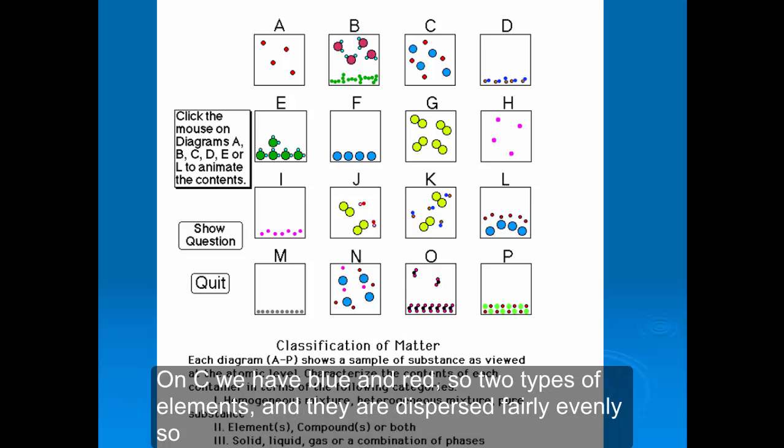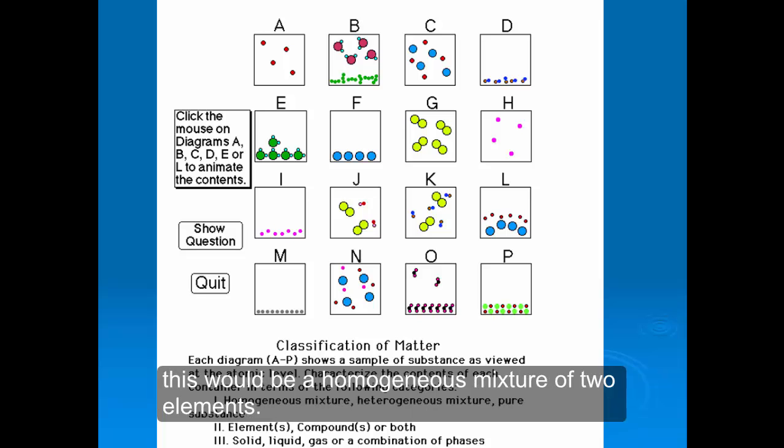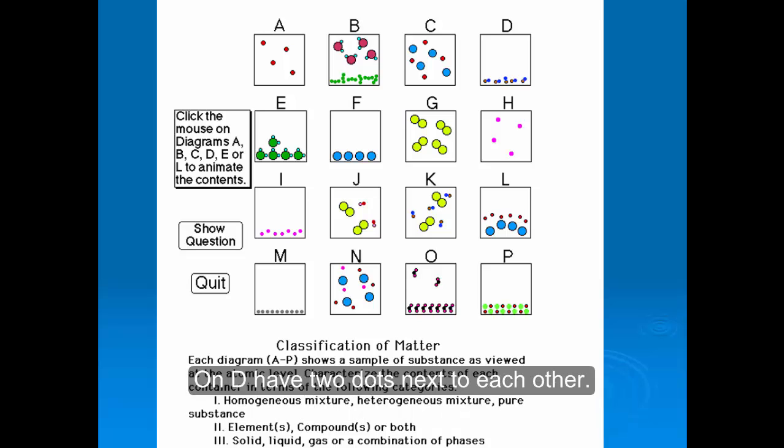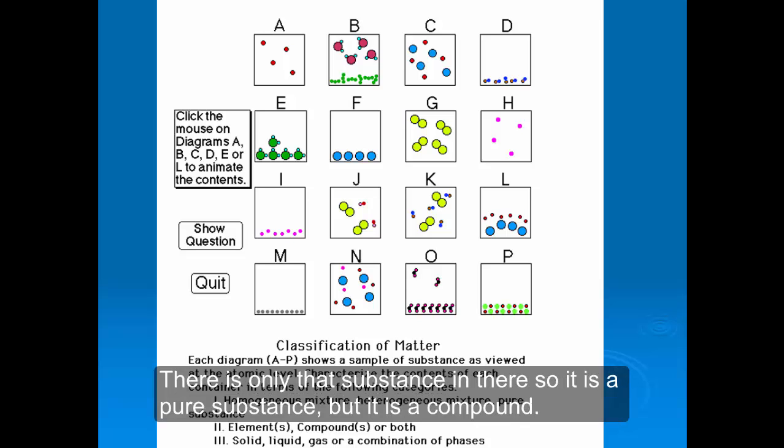On C, we have blue and red, so two types of elements, and they are dispersed fairly evenly, so this would be a homogeneous mixture of two elements. On D, we have two dots next to each other. Those two dots each represent an element. There's only that substance in there, so this is a pure substance, but it's a compound.